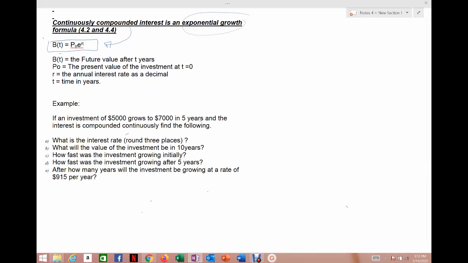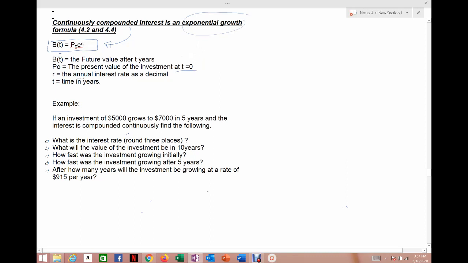So it's still a number e raised to rt, but with money in context. B of t is the function. It's your future value of your investment after however many years you have your investment for. P naught is the present value of the investment, meaning that's the initial amount. That's how much you started out with. Just like the other examples, it's your initial dollar amount that you invest, so at time 0, it's how much you have in the account.